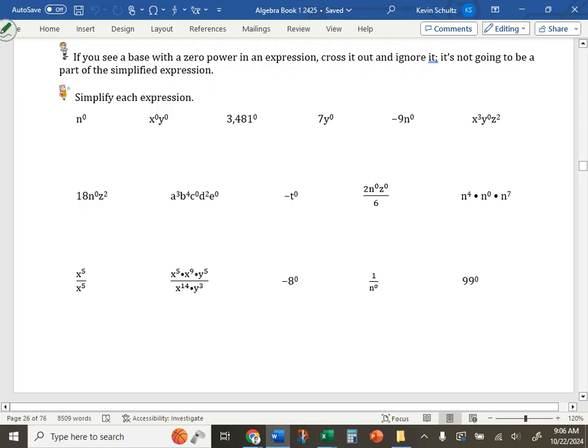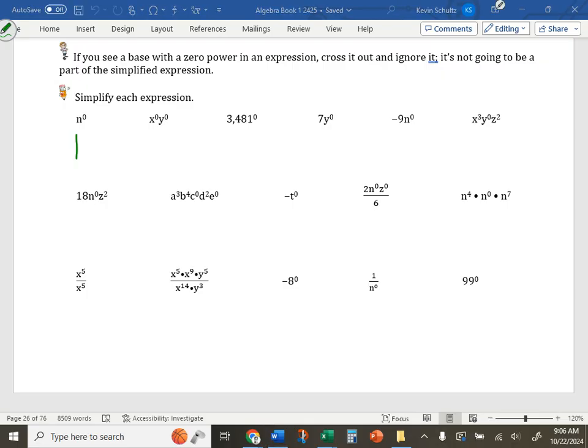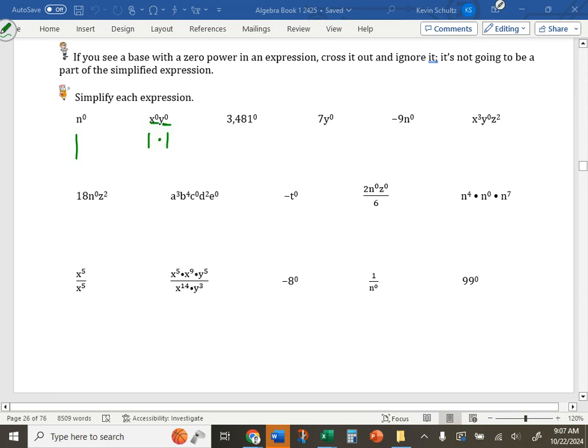N to the 0 is the same as 1. We just covered that. That's your final answer. Okay, you are done. X to the 0 times y to the 0. What is that really saying? 1 times 1 times 1, right? X to the 0 is a 1. Y to the 0 is a 1. We're multiplying those. 1. And 1 times 1 equals 1. Okay?